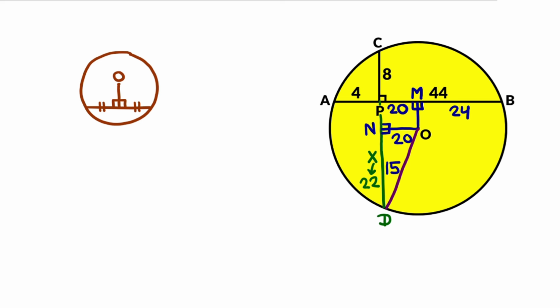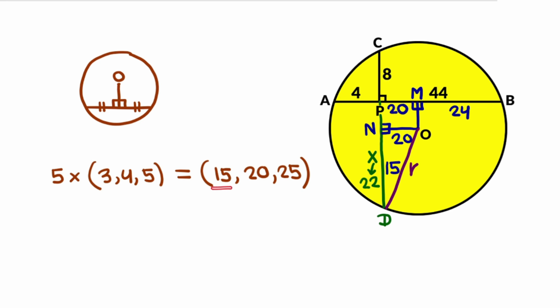We get a right triangle. One leg is 15, the other leg is 20, and the hypotenuse is the radius of the circle. Those numbers should look familiar. 15, 20, and 25 form a scaled version of the famous 3-4-5 right triangle. Since 3 becomes 15 and 4 becomes 20, the hypotenuse must be 25. So once again, the radius of the circle is 25 units.